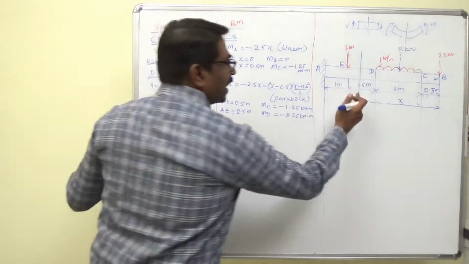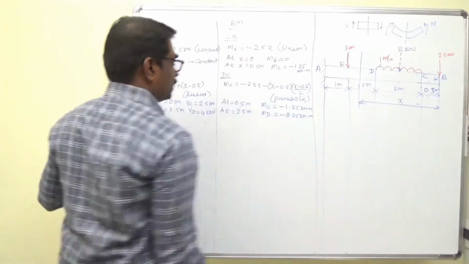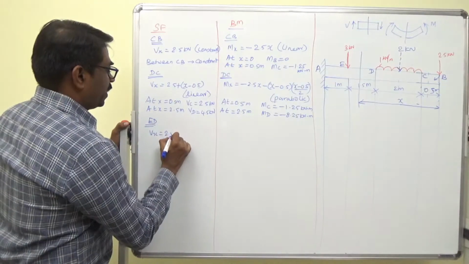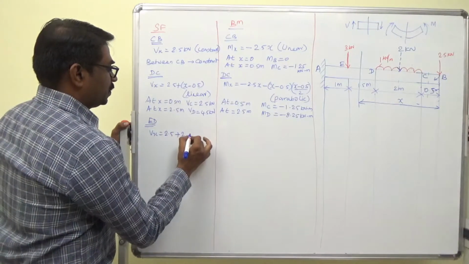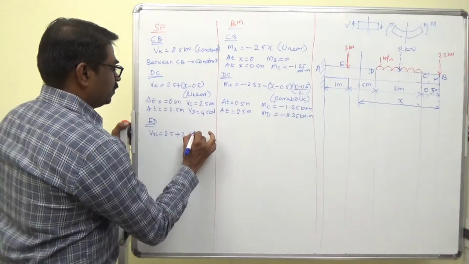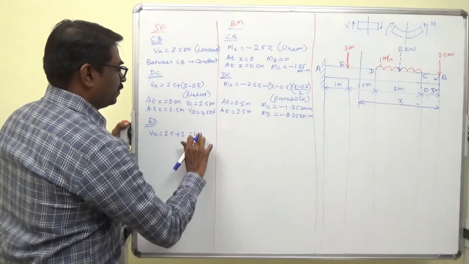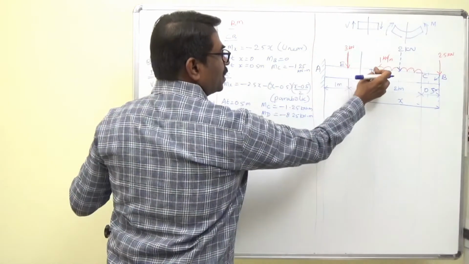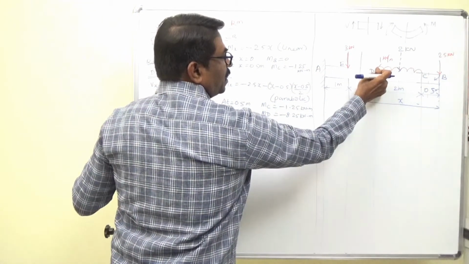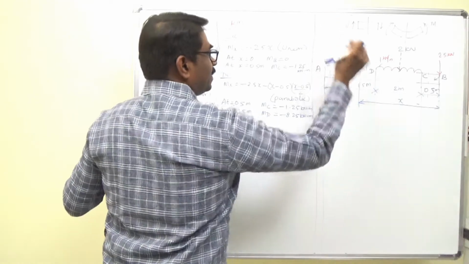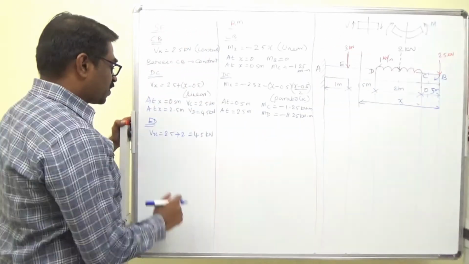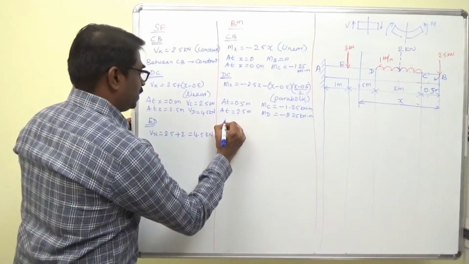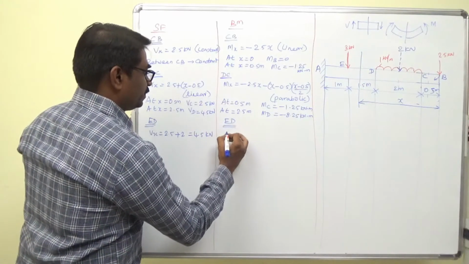To the right, I have two forces. Vx is 2.5 plus 2 equal to 4.5 kilonewton. So between ED, whatever force we got up to D will be present. It is constant.